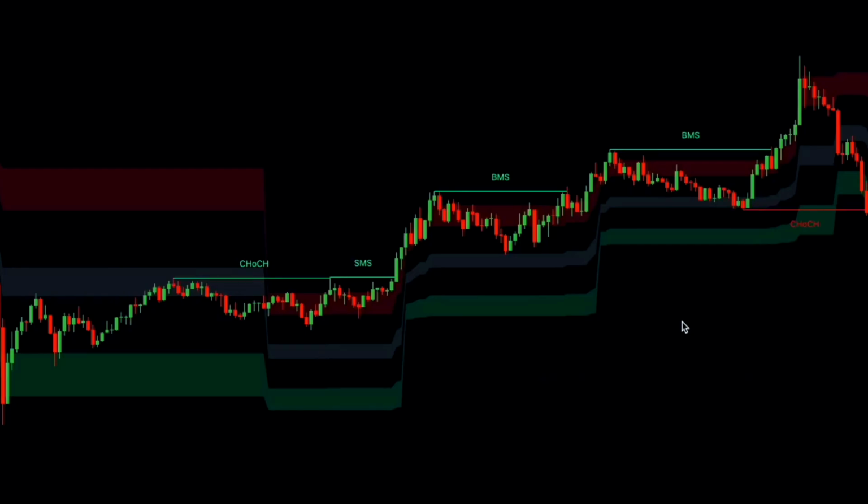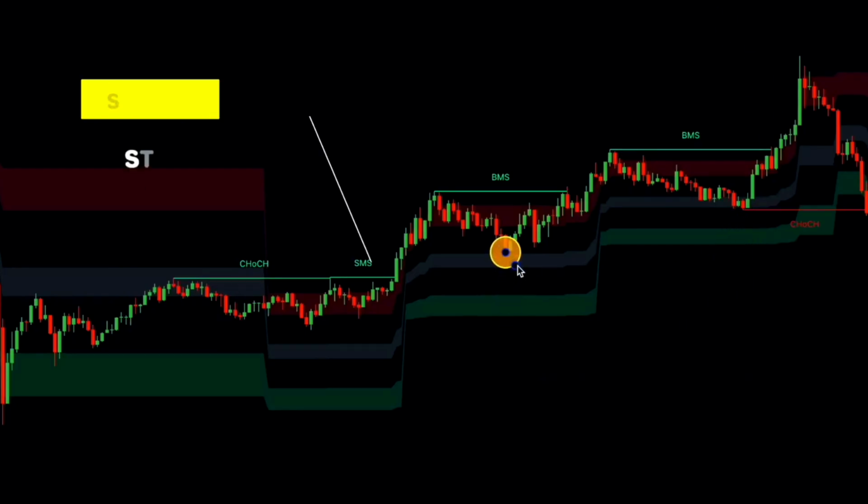It's particularly useful when you want to align your trades with the smart money, helping you catch large moves without getting whipsawed by short-term noise.